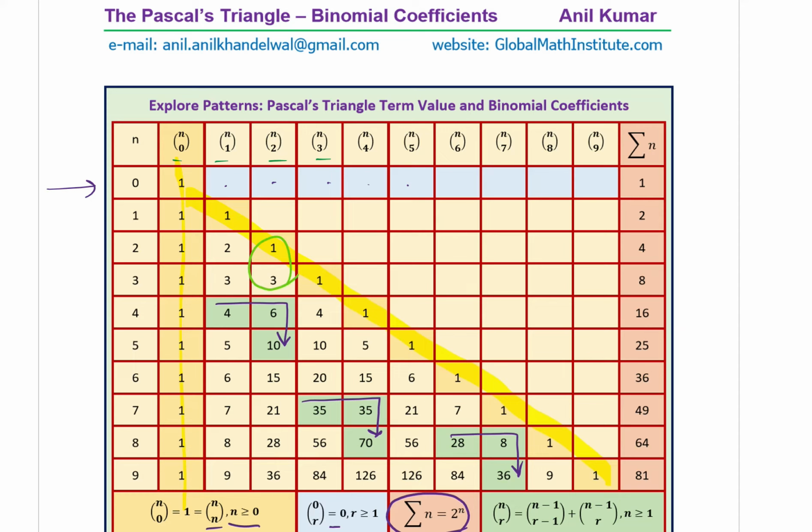1 plus 3 is 4, correct? 15 plus 21 is 36. These are perfect squares, and that is NC2. So NC2, if you move into different rows, add them together, you get a perfect square. So you can have a formula for reading perfect squares from Pascal's triangle, right? Let's move on and explore further.